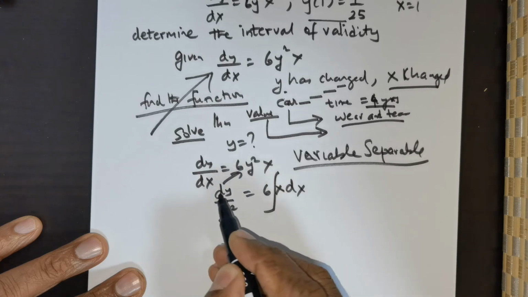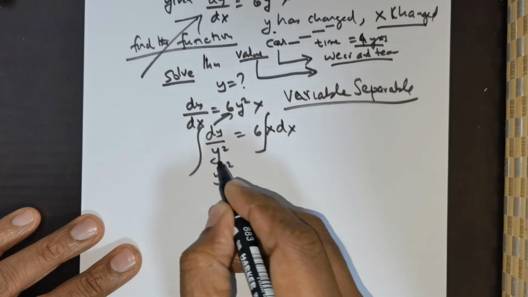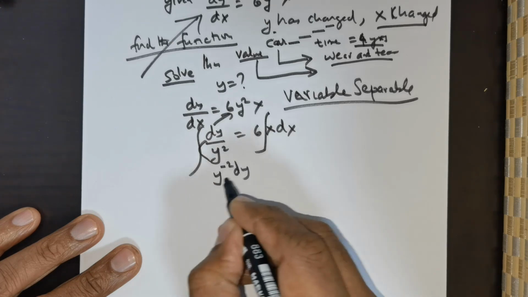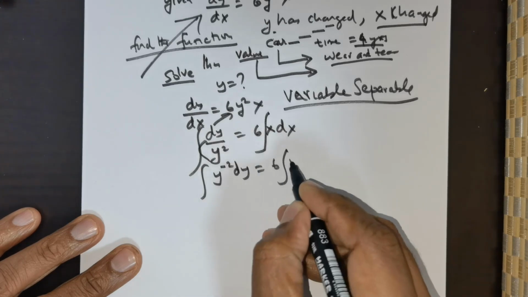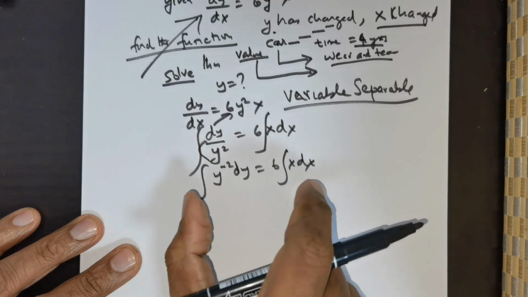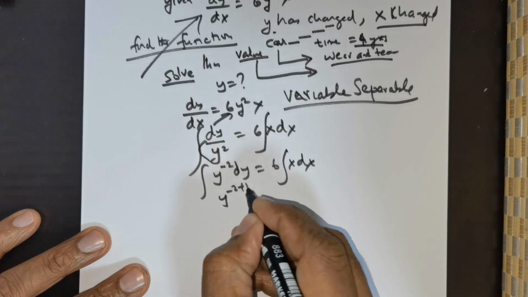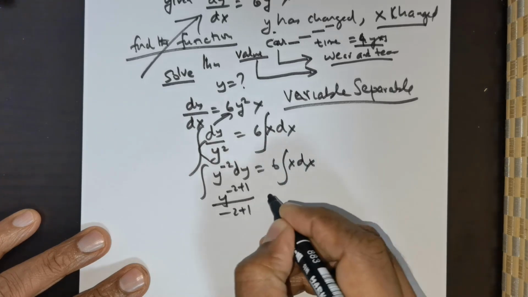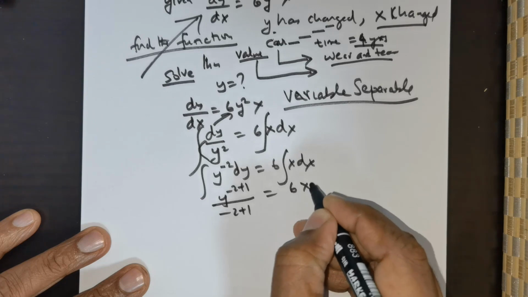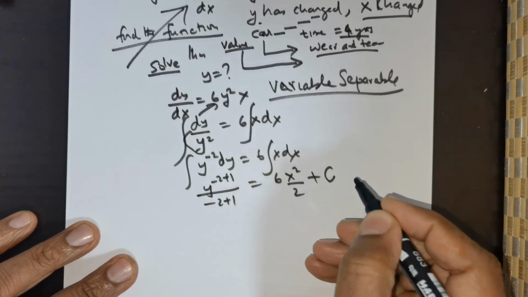Now what we do is integrate. This is rewritten as y raised to the power of negative 2 times dy is equal to 6 times the integral of x dx. Always have the habit of integrating the left side and right side at the same time. If I integrate this, it is y raised to the power of negative 2 plus 1 divided by negative 2 plus 1 is equal to 6 times x squared divided by 2 plus an arbitrary constant c.